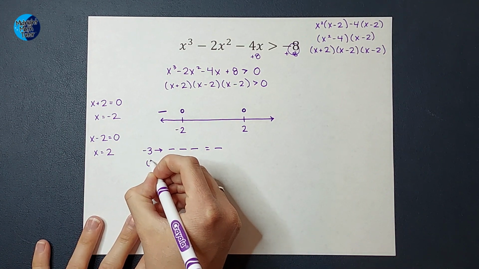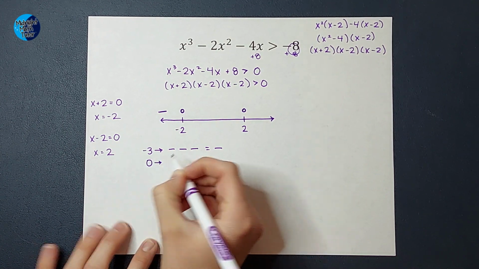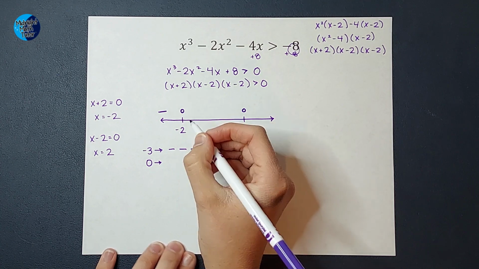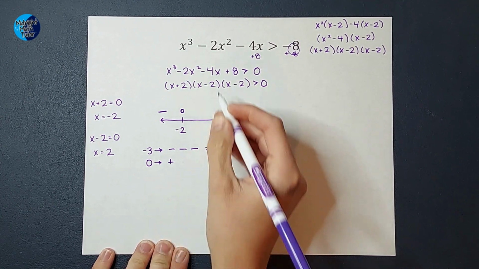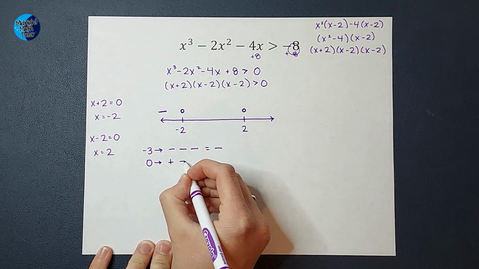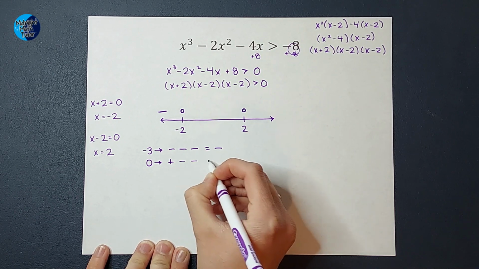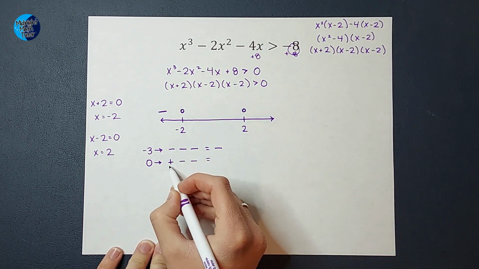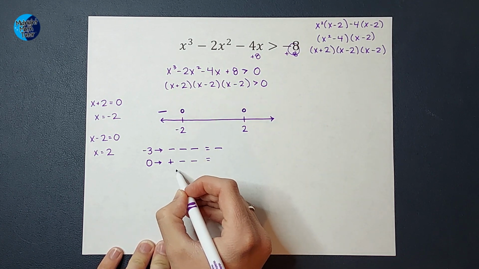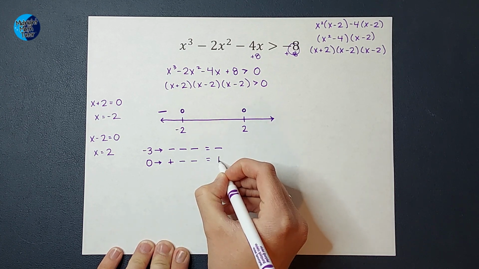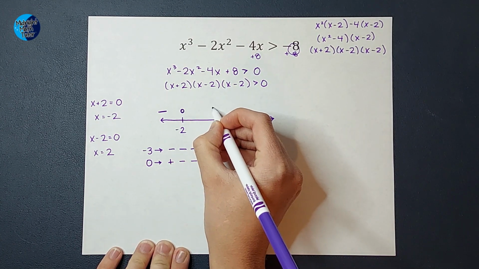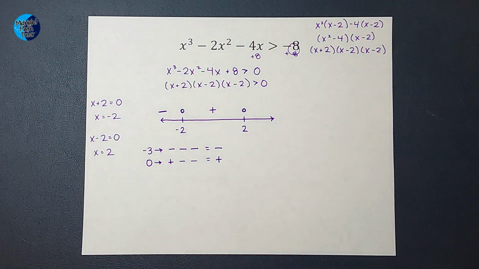Okay. So when I plug in 0, 0 plus 2 would give me a positive number. 0 minus 2 would give me a negative number. 0 minus 2 would give me a negative number. Okay. Positive times a negative would give me a negative. Negative times negative would give me a positive. So this range is going to be positive. Okay. Again, if you're like, why does this work? I'll show you at the end.